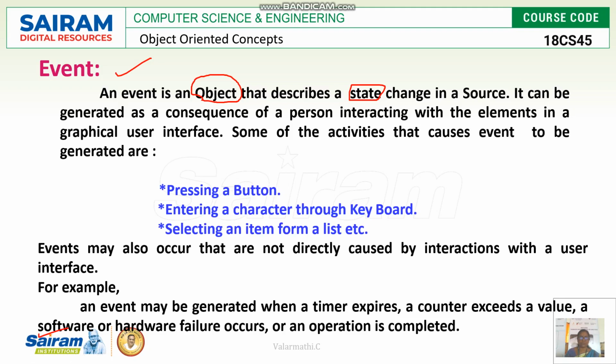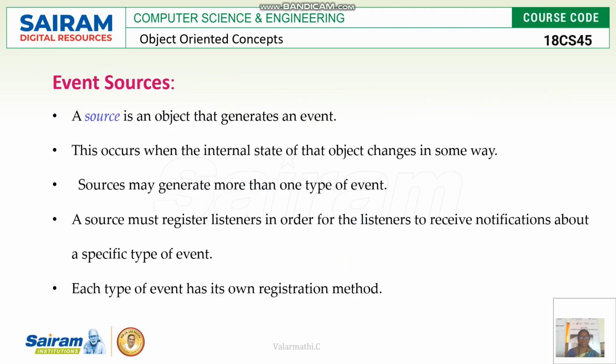And if you enter a character through the keyboard, that is called a key event. And if you are selecting an item from a list, that is called a mouse event. Like that, there are n number of events that are already implemented in Java. And what are these event sources?